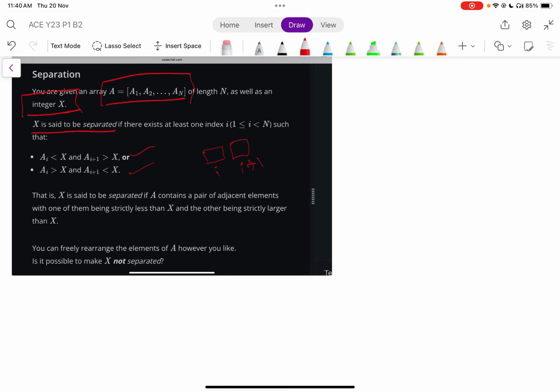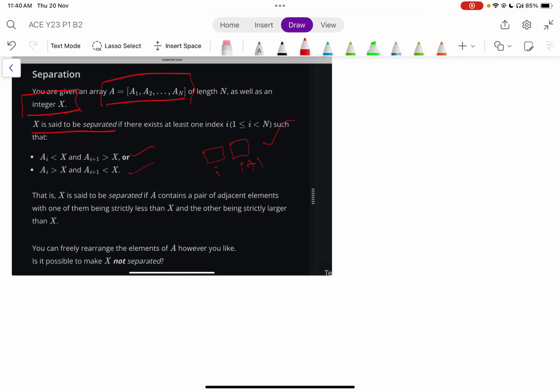So these two rules will specify that. Okay. So if we have that kind of pair of adjacent elements which satisfy these rules, then I can consider my x as a separated number, right? So here they're asking that we have the freedom to rearrange the numbers, and are we able to make x a not separated number by modifying the array arrangement? So that is what we need to check.